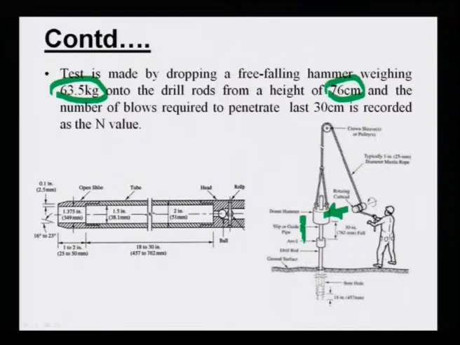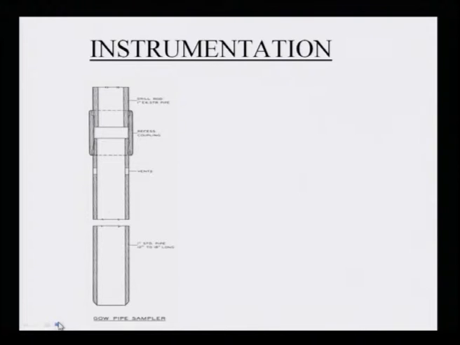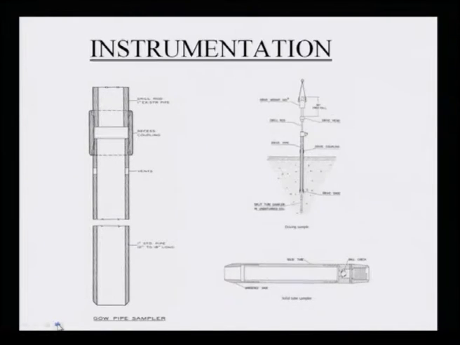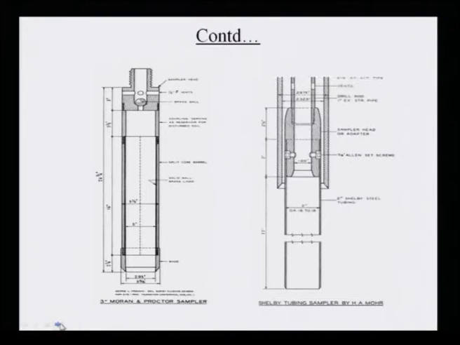This is your tripod. By means of a pulley, manually you can pull it so that you can raise it to a certain height and it can be dropped from a height of say 75 centimeter. So, penetration obtained for the last 30 centimeter is recorded as the N value. This is your sampler, split spoon sampler, details I have already explained.